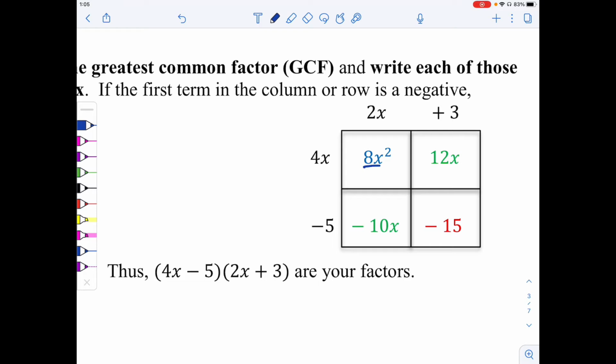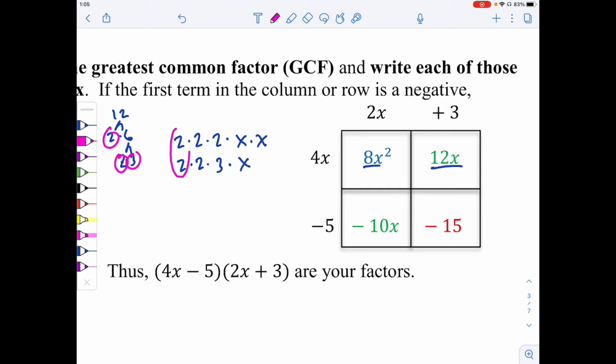So 8x squared, 8 is 2 times 2 times 2 times x, and we have two of them, x squared. 12x, let's do a factor tree. 2 times 6, 6 is 2 times 3. And that's our numbers, 2, 2, 3 with 1x. Then we look at what's common: 2, 2, x. So 2 times 2 is 4, x. So that's how we got 4x.